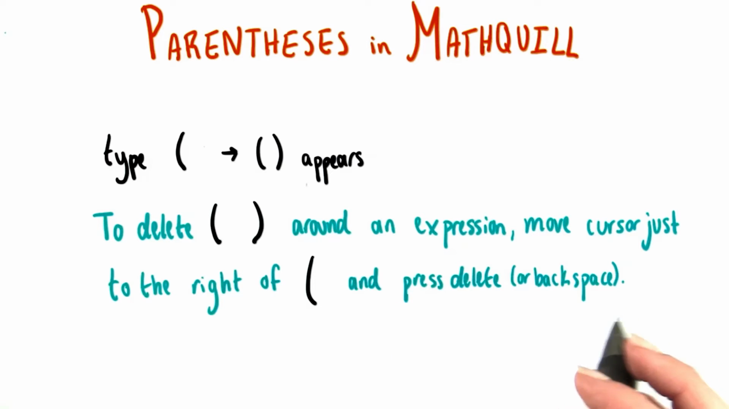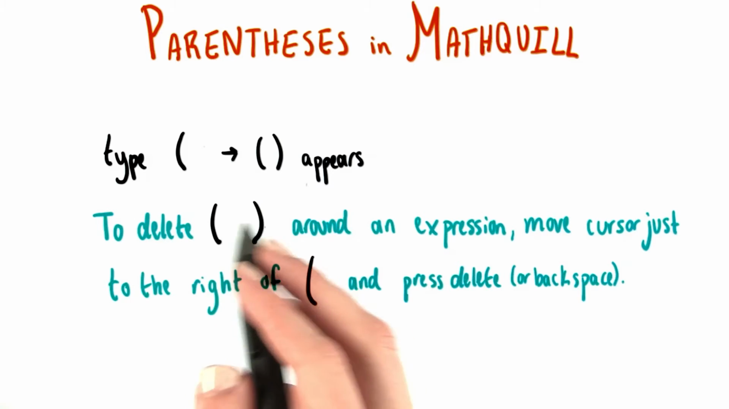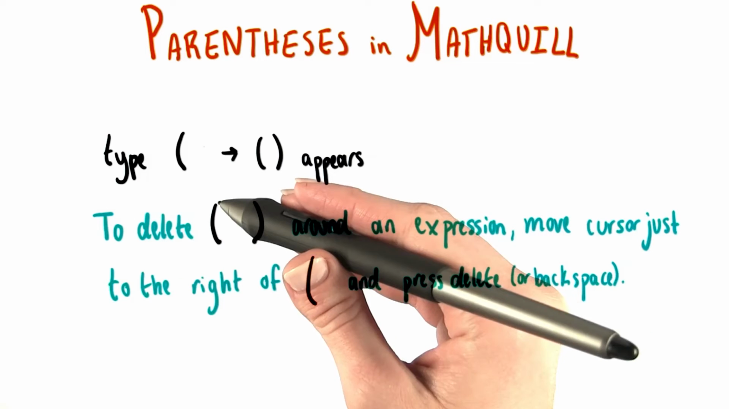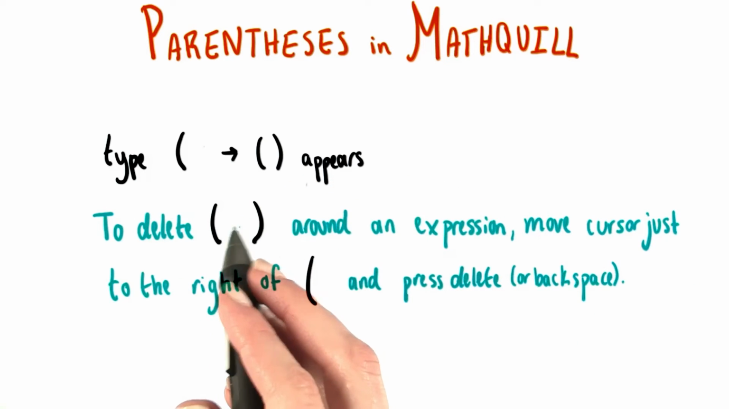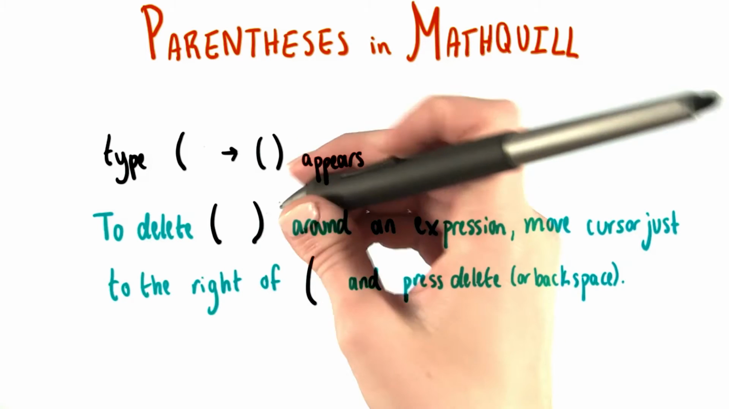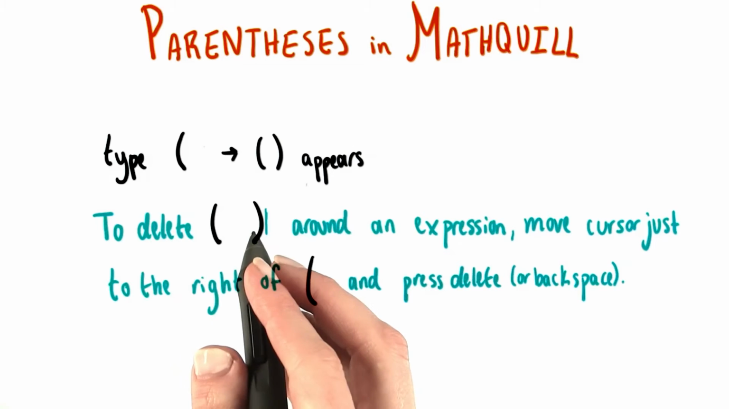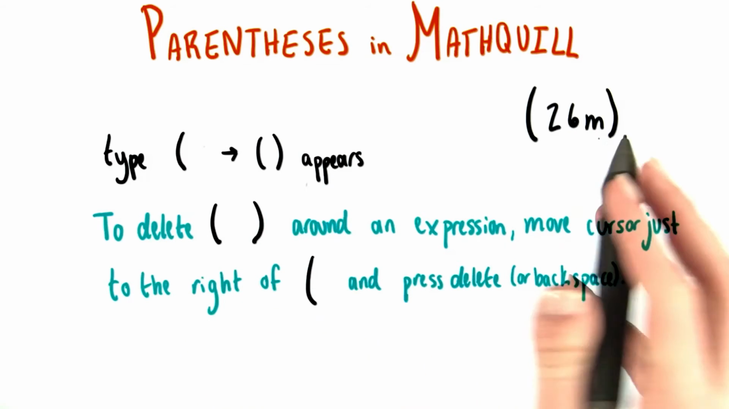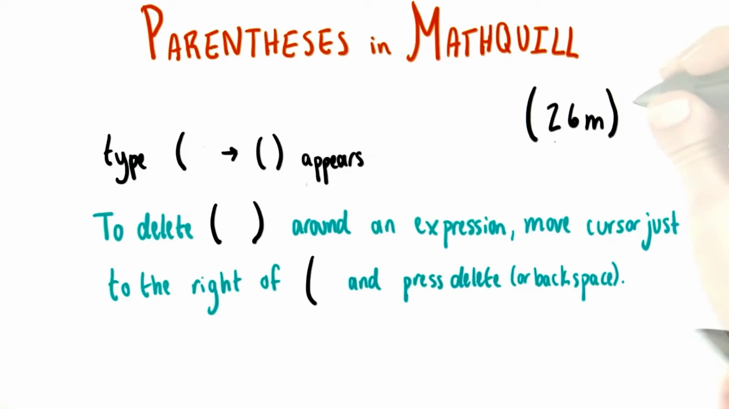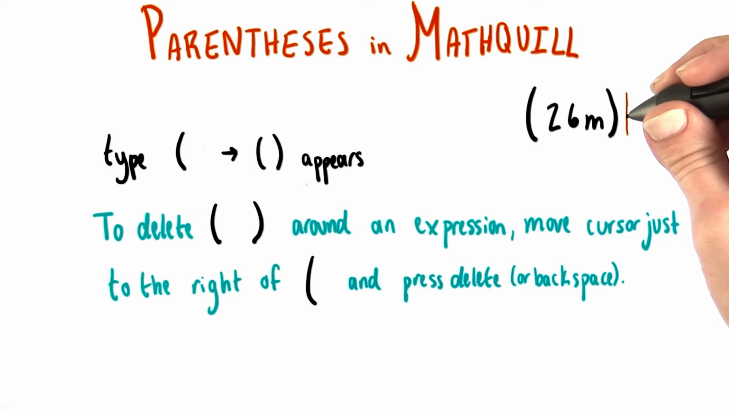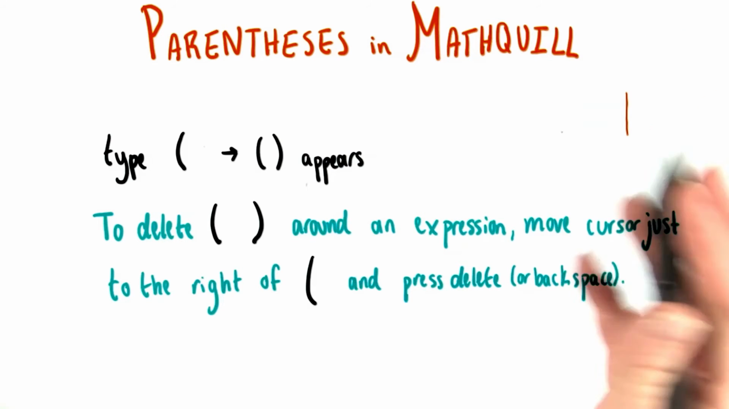One of these interesting and potentially troublesome features is that once you have a set of parentheses and something written inside them, if you want to delete the parentheses but leave whatever you've written inside, then you can't have your cursor sitting out here and then press delete, because that will delete the entire expression. So let's say you'd written 26m inside parentheses. If you put your cursor right here and press delete or backspace, everything would disappear.